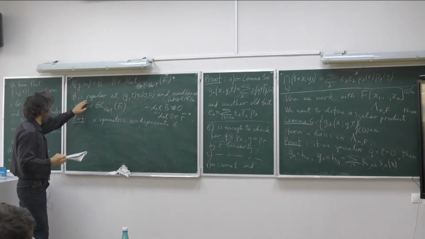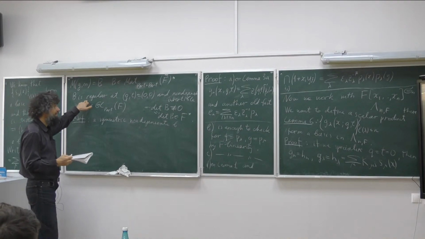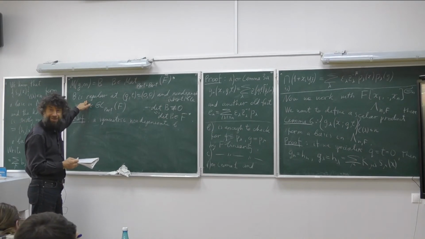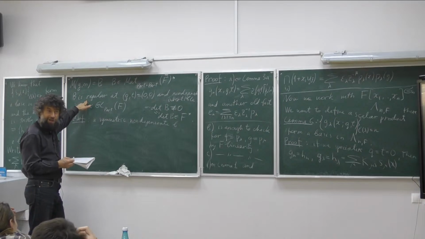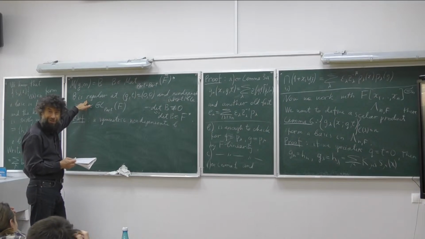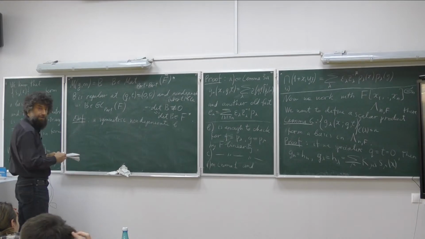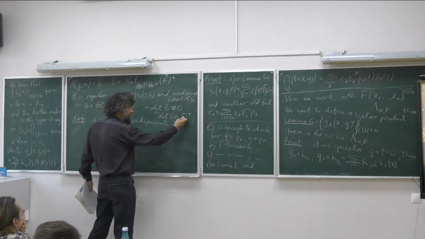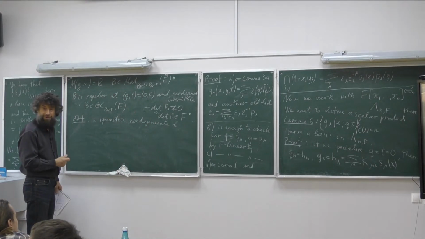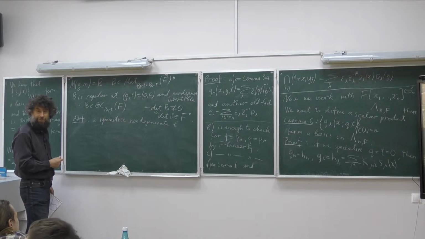Regular means it doesn't have a pole there. It lies in the localization of the ring of polynomials in two variables at the maximal ideal 0, 0. It's a rational function that does not have a pole at the point 0, 0, at the origin. So inside F there is a local ring, the localization of polynomials in two variables at the origin. It lies there.